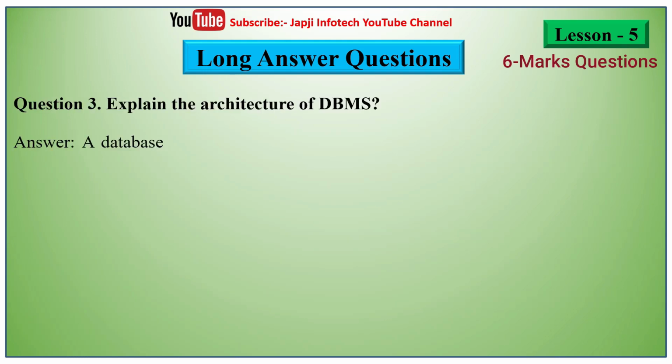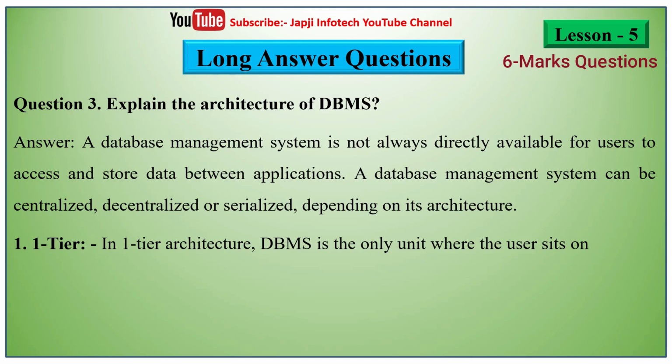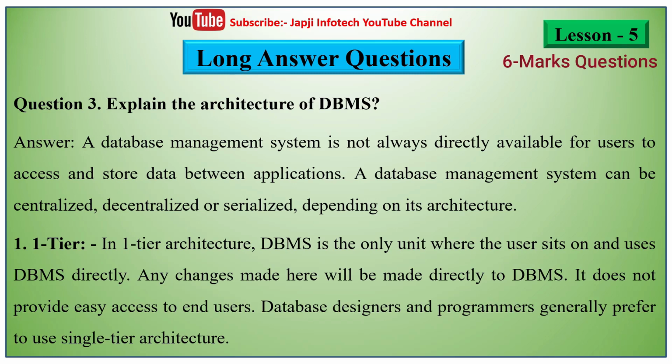And the third question is, explain the architecture of DBMS. A database management system is not always directly available for users to access and store the data between applications. A database management system can be centralized, decentralized, or serialized depending on its architecture. So the architecture of DBMS is divided into three tiers. So let's discuss the first tier.